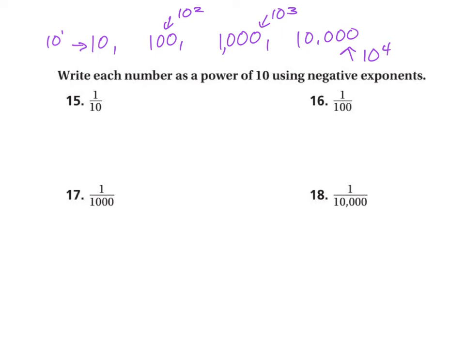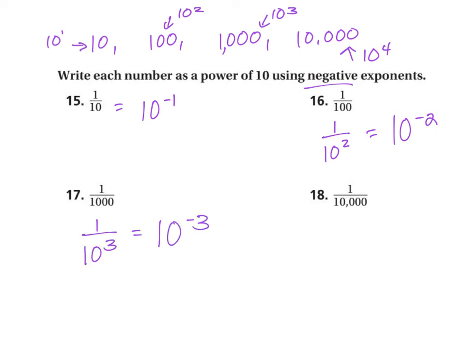So if I have 1 over 10, that would be 10 to the 1st power, but because I want to eliminate the fraction, this would actually be 10 to the negative 1. For number 16, it would be 1 over 10 squared, but I want to use negative exponents. So this would actually be 10 to the negative 2. So keep in mind, when you have a negative exponent, that doesn't change the value positive or negative. It's just whether or not it's a fraction or reciprocal. So for 1 over 1,000, this would be 1 over 10 cubed, or 10 to the negative 3. This one would be 1 over 10 to the 4th, so it would become 10 to the negative 4.